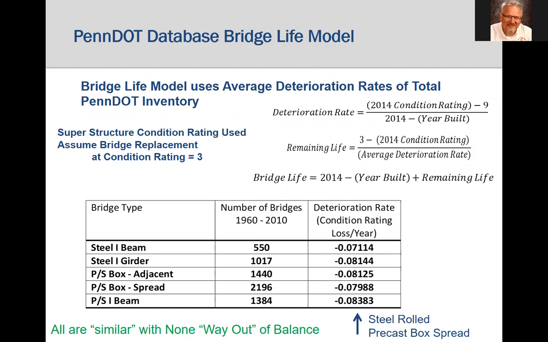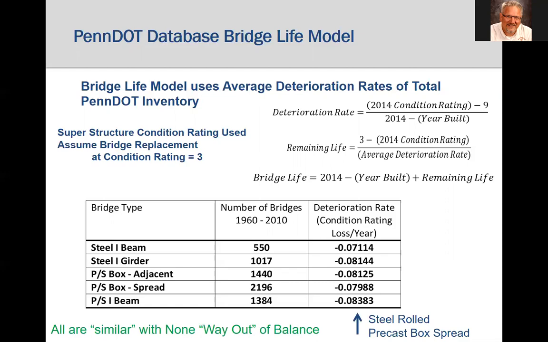The first one is shown down here on the bottom right. First, the top 2 best performance types of bridges will be highlighted. For instance here, steel rolled beam bridges have the lowest deterioration rate at 7.1% of a condition rating per year, and the precast spread box bridges is second with an 8% deterioration rate.